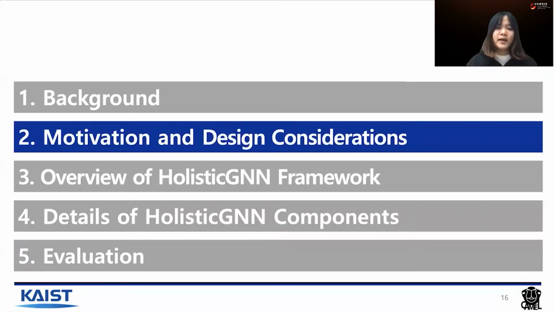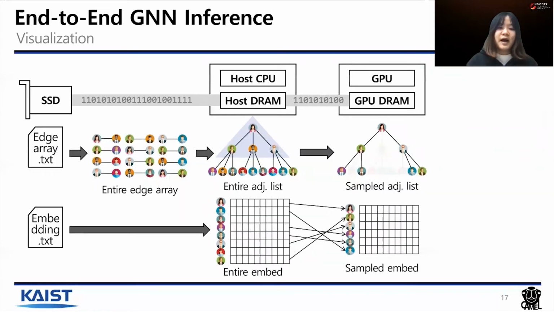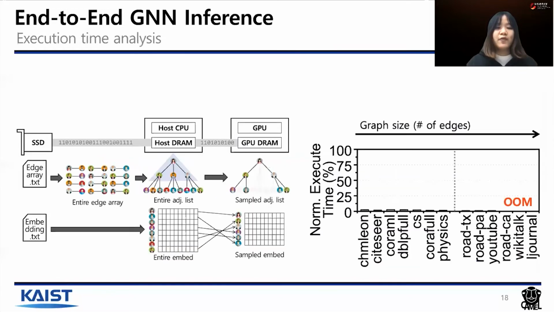By the way, why does GNN preprocessing matter? Let me explain the problem of GNN preprocessing, and I'll clarify the design considerations. Here, I visualize the end-to-end GNN inference process. GNN preprocessing is performed on the host CPU, and it sends the small input data to the accelerator. We analyze the end-to-end GNN inference execution time, sorting the graph datasets by graph size.